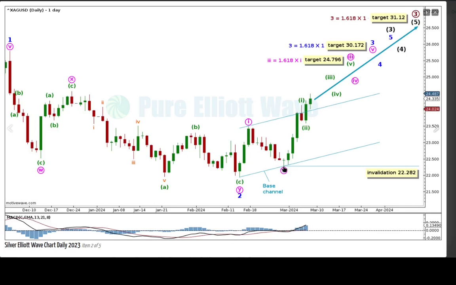Minute waves 1 and 2 complete here, with minute wave 3 now pulling price higher with a target calculated at 24.796, the 1.618 Fibonacci ratio of minute wave 1.